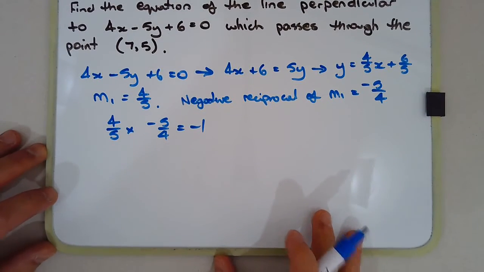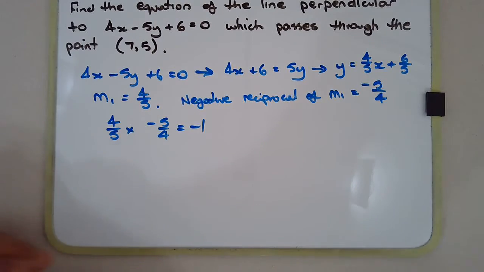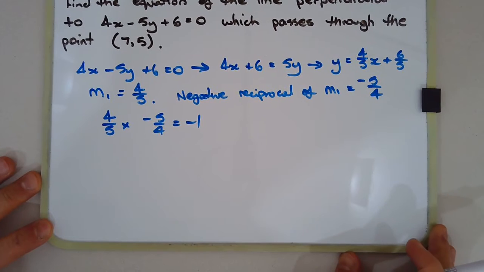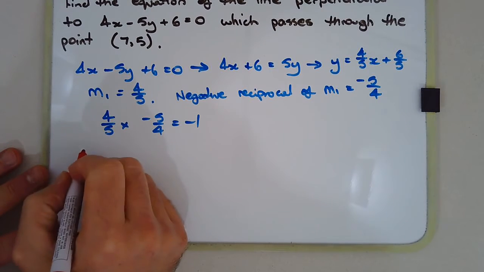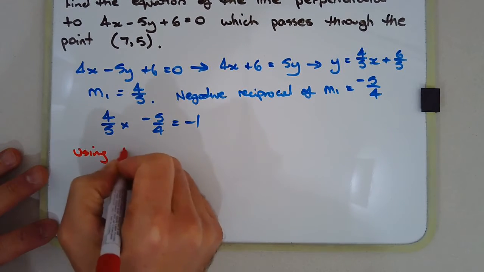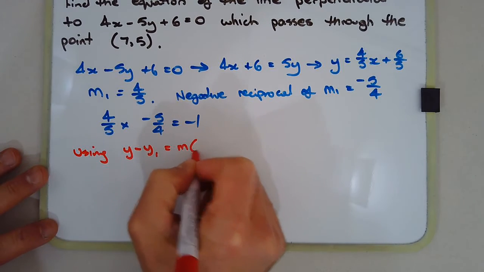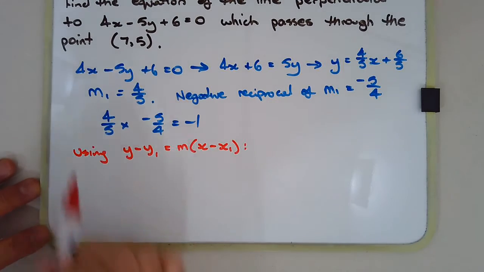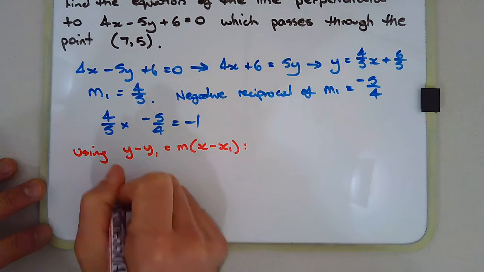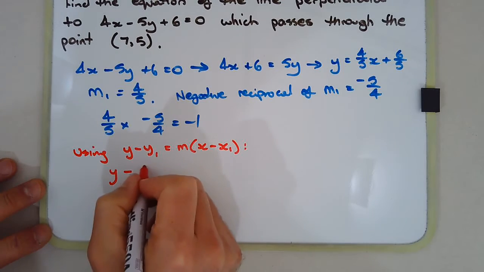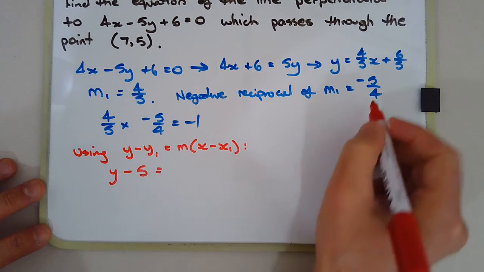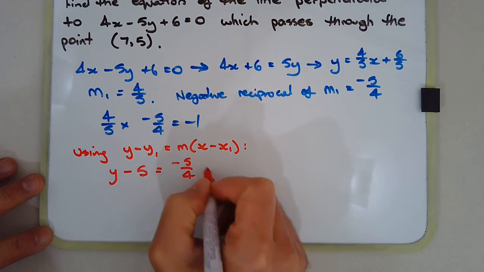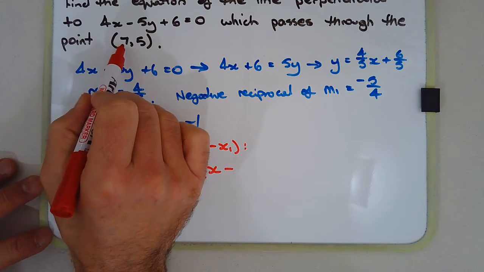Now let's apply the point gradient formula. I'm just going to use a different color pen here to break up the working out and make it a bit clearer for the video. So by the point gradient formula, y minus y1 is equal to m outside of x minus x1. And we have our point. So y minus y1, that's 5, is equal to m, our new m, that's m2, negative 5 on 4, x minus x1, and our x1 is 7.